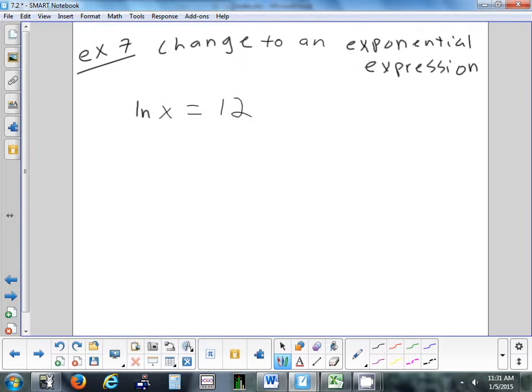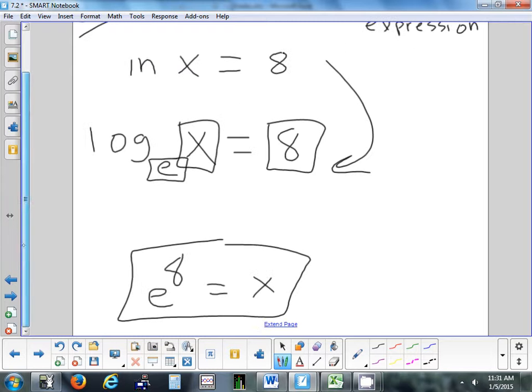What was the answer to the last one? The answer, e to the 8th power. So we could type that in. You could type in e to the 8th power, hit enter, and see what you get. We don't need to for this problem, though.